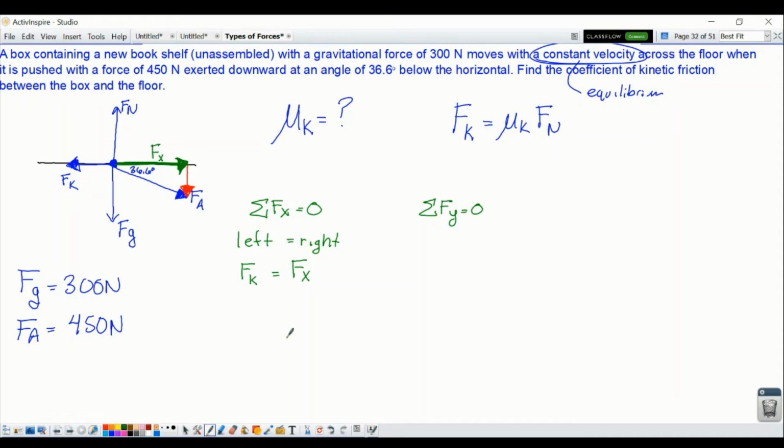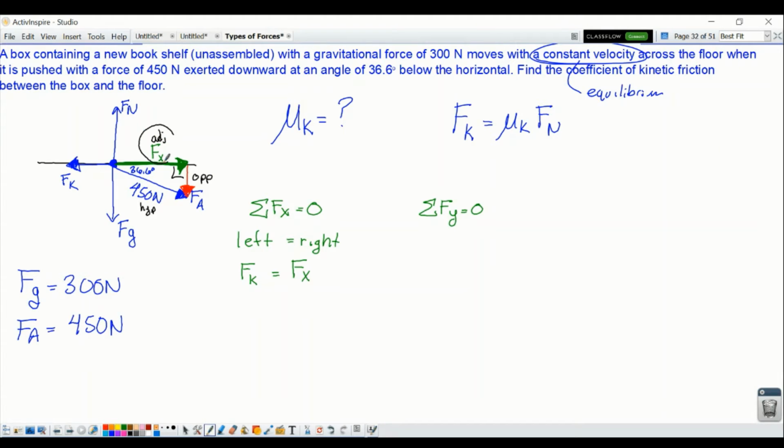And now I know how to solve for these two sides using trigonometry. I know that the applied force, this blue line, is 450 newtons. So I can label my sides. This is the hypotenuse. This would be the opposite of the 36.6, which means this is the adjacent.